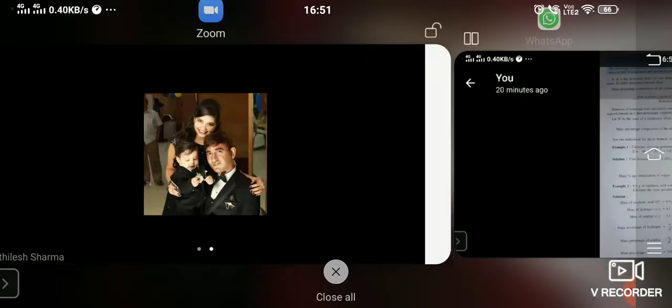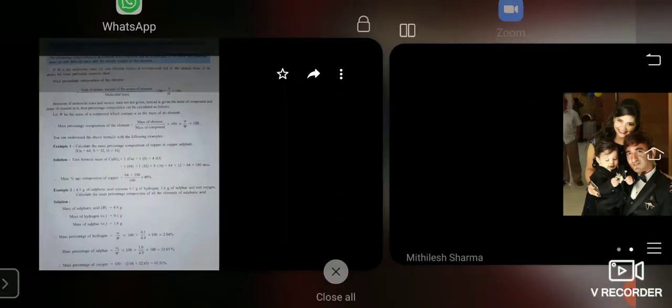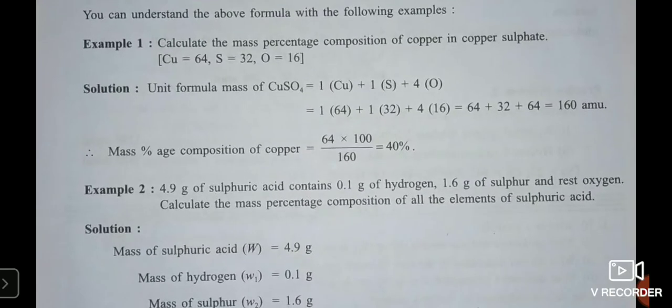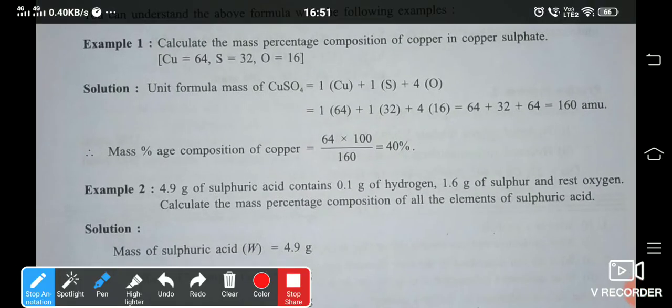So what you have to do is go ahead and, as you can see in copper sulfate solution, you have one copper atom, so 64 upon, that is the atomic mass, upon molecular mass, that is 160, into 100. Now 0 gets cancelled. 16 4 times is 64. 4 into 10 is 40%. So in copper sulfate, copper is 40%.